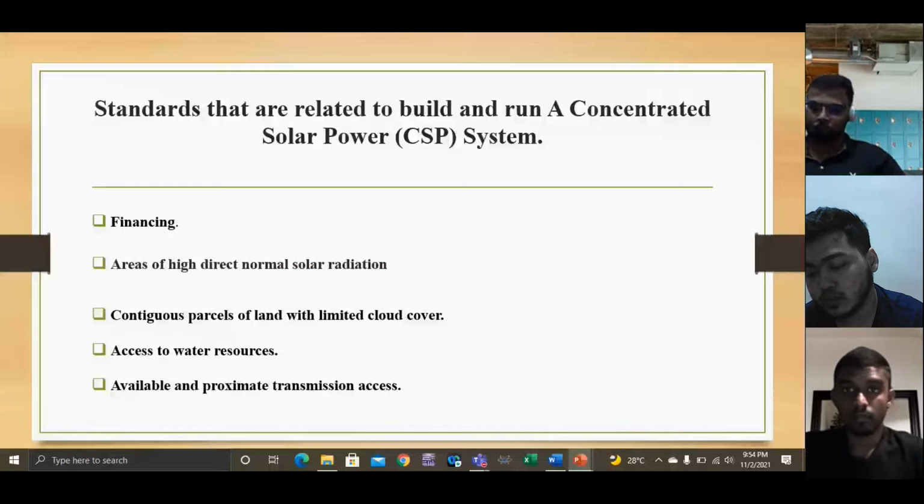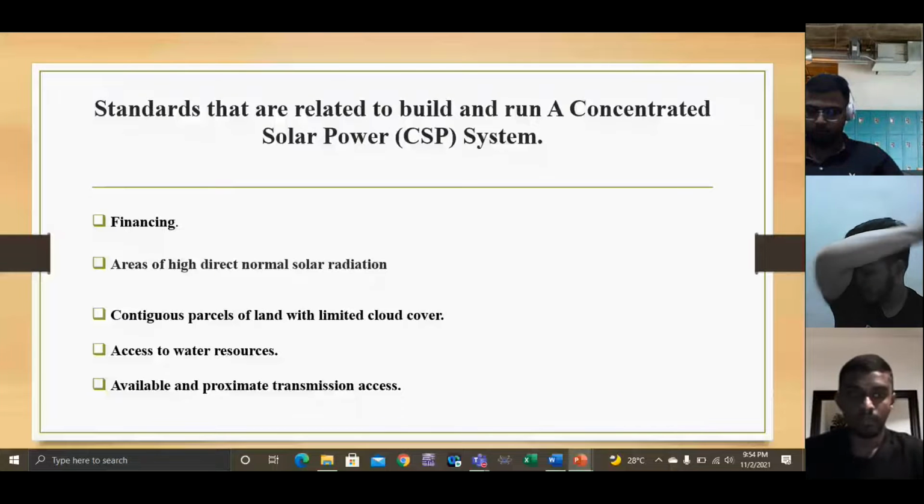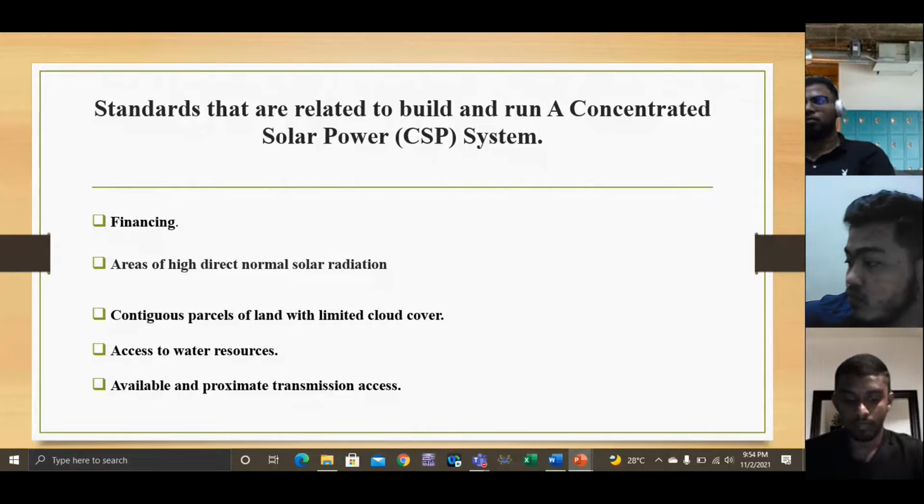Next, the standards that are related to build and run a concentrated solar power system, CSP system. There are 5 standards that are related in order to build and run a CSP power plant system. First, we need to know about the financing. The primary barrier to utility scale solar power is project financing.